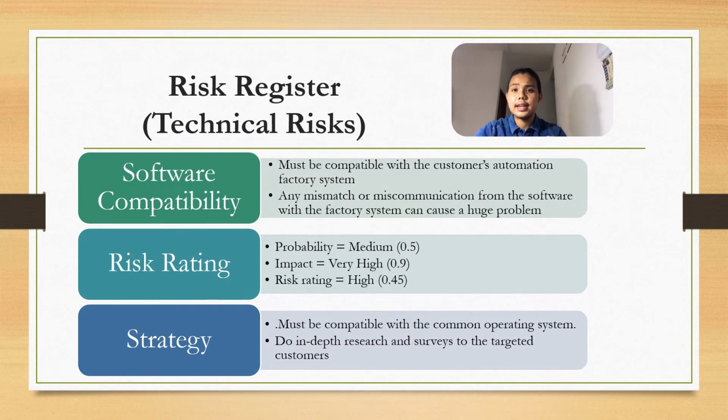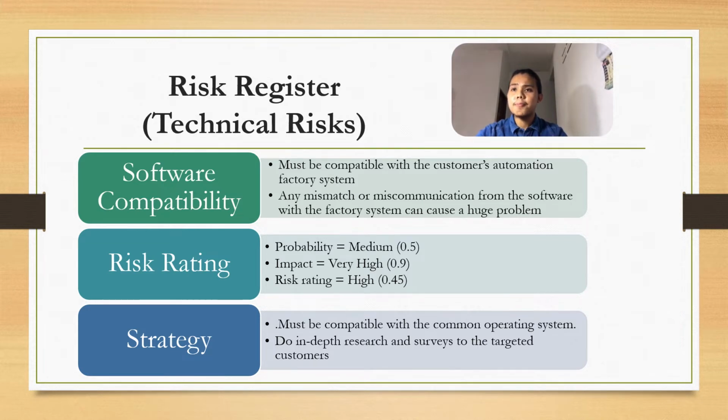The first technical risk is the software compatibility. This is because the personnel tracking system software that we develop must be compatible with the customer's automation system so that they can use our system properly. If there is any mismatch or miscommunication between their system and our software, then it will cause them a huge problem and it will lead to wrong data collection for their system.